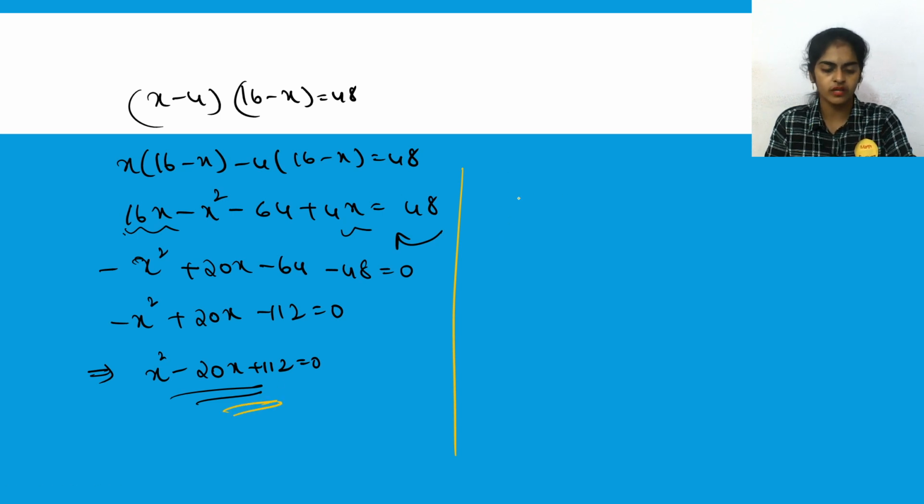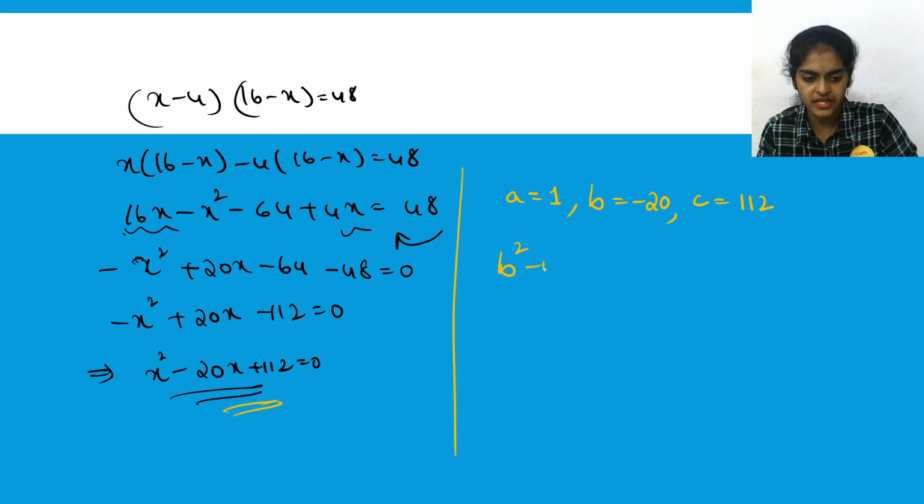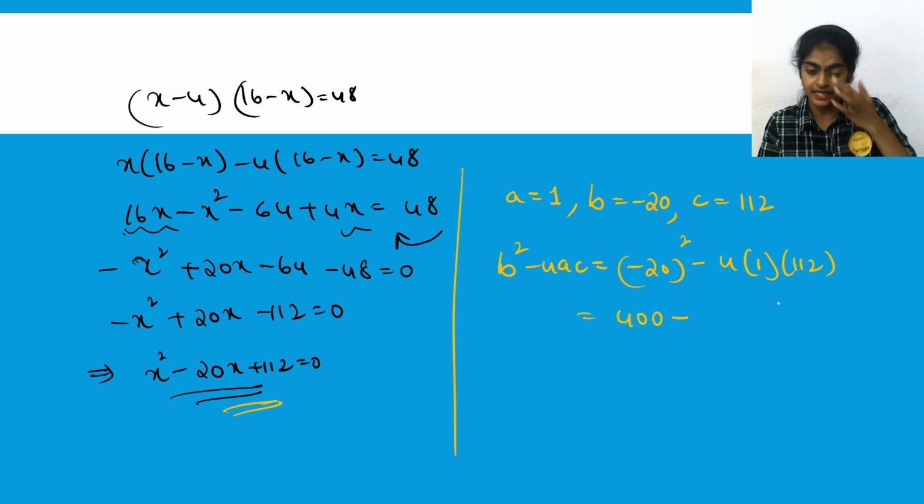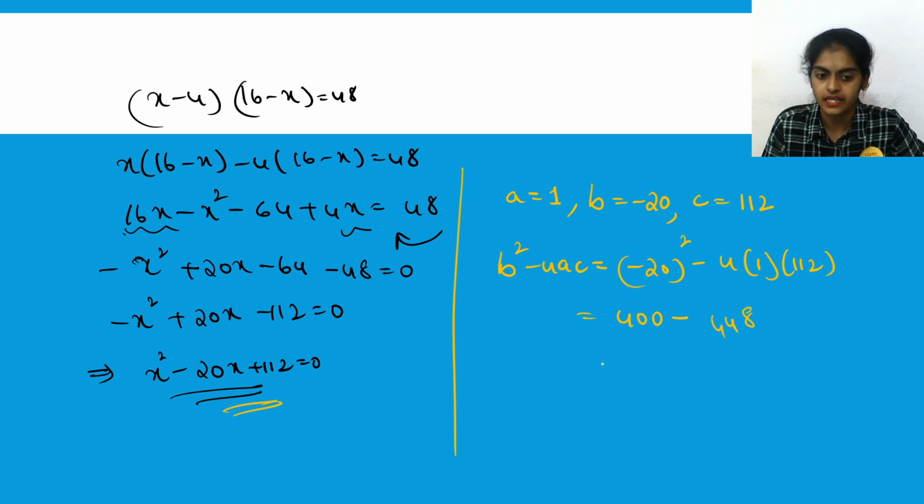Okay. So I am taking a as 1, the X square coefficient, b as minus 20, the X coefficient, and c as 112. Right. So now let us find the b square minus 4ac value. So it is minus 20 whole square minus 4 times a, which is 1, and c, which is 112. So how much are we getting here? This is 400 minus 4 into 112, which is 448. Now this is minus 48, a negative value.